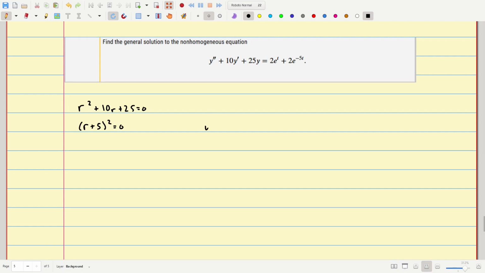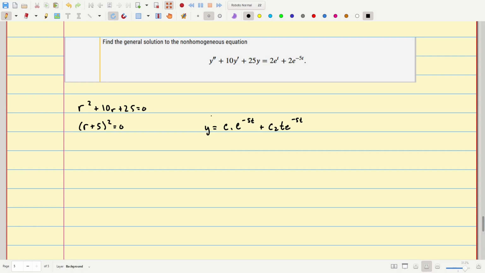This suggests to us that the homogeneous solution should be of the form c1 e to the negative 5t plus c2t e to the negative 5t, because we need linearly independent solutions here.